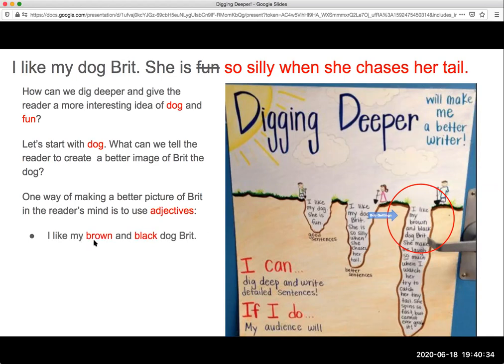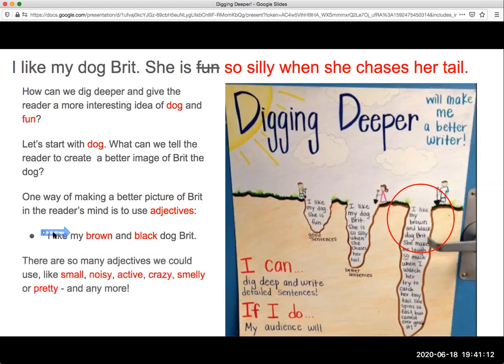I like my brown and black dog Brit. Now, brown and black alone are not really a lot of fun or tremendously interesting, but by using these easy, simple words, we can make the image of the dog Brit clearer in our readers' minds. Anything that helps make an essay clearer or more interesting is usually pretty good. We should go for it.